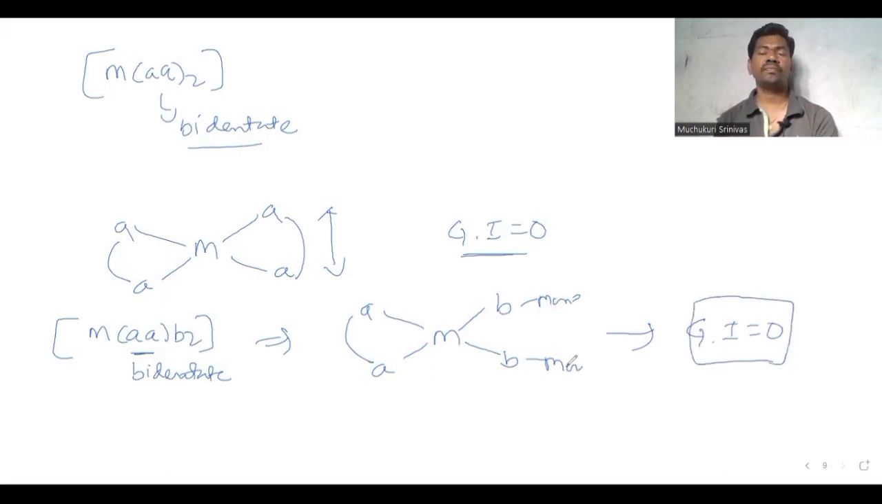So students, okay, these are the simple tricks to find out geometrical isomers.